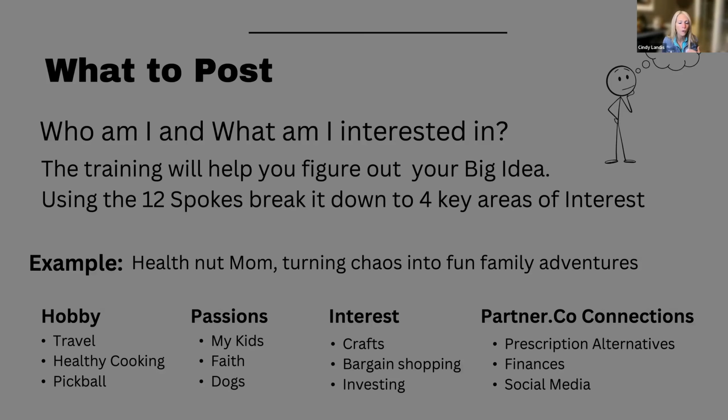So your hobbies are travel, healthy cooking, pickleball. These aren't mine, these are just an example. Your passions are your kids, your faith, your dogs, your animals, whatever animals you have. Your interests are maybe crafts or gardening, or in this case, bargain shopping, investing in different things. It could be Bitcoin. It could be any number of things. And then maybe try to find some PartnerCo type connections. Maybe these fall into your interest, but look for something that might be related to items within PartnerCo that would make sense when you're sharing the PartnerCo stuff.